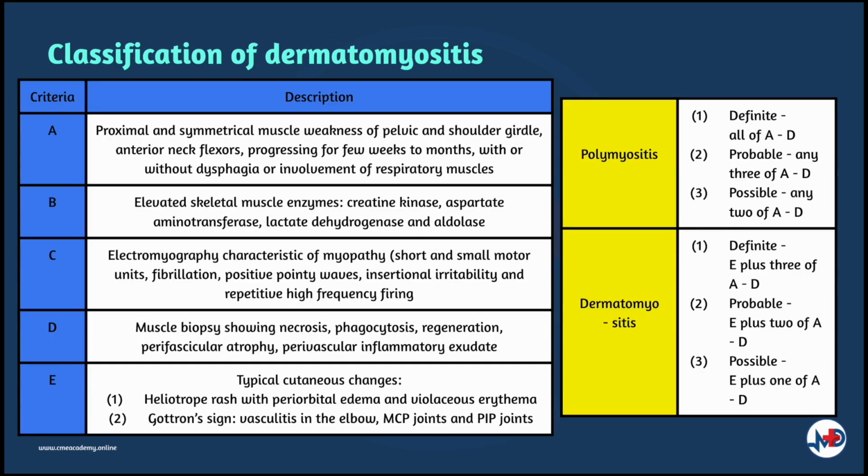So we classify dermatomyositis by using the Bohan and Peter classification or according to the age of onset. Bohan and Peter classification classifies the disease into three categories, namely definite, probable, and possible dermatomyositis. The classification depends on clinical examination, serum levels of skeletal muscle enzymes, electromyography, muscle biopsy, and typical cutaneous changes. This table shows the Bohan and Peter classification.